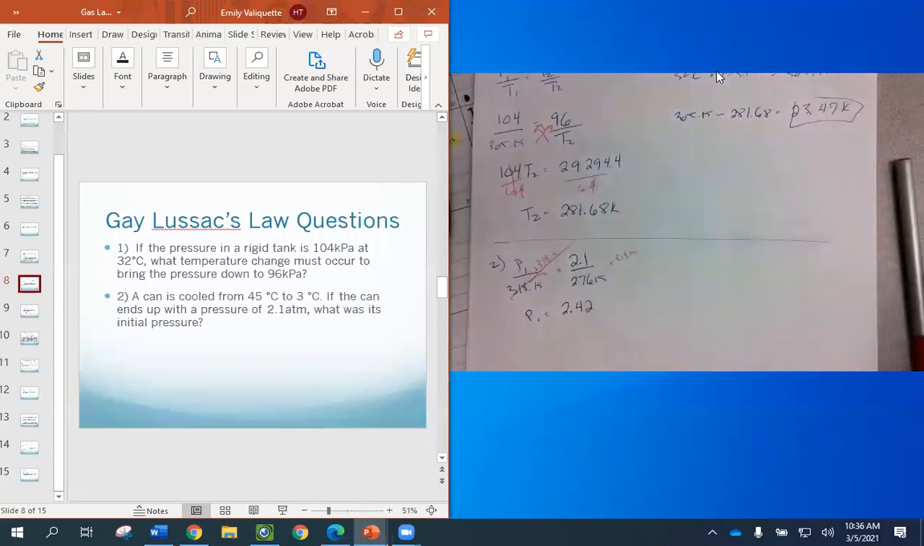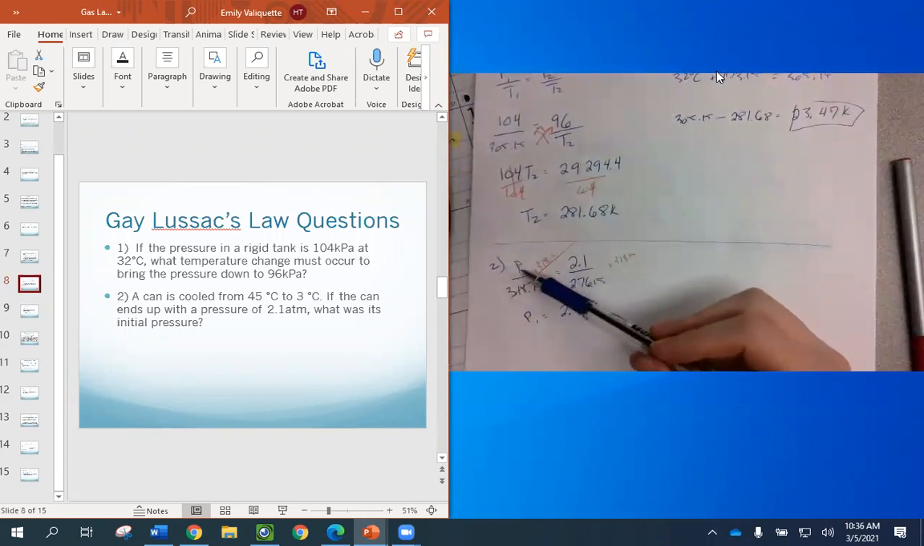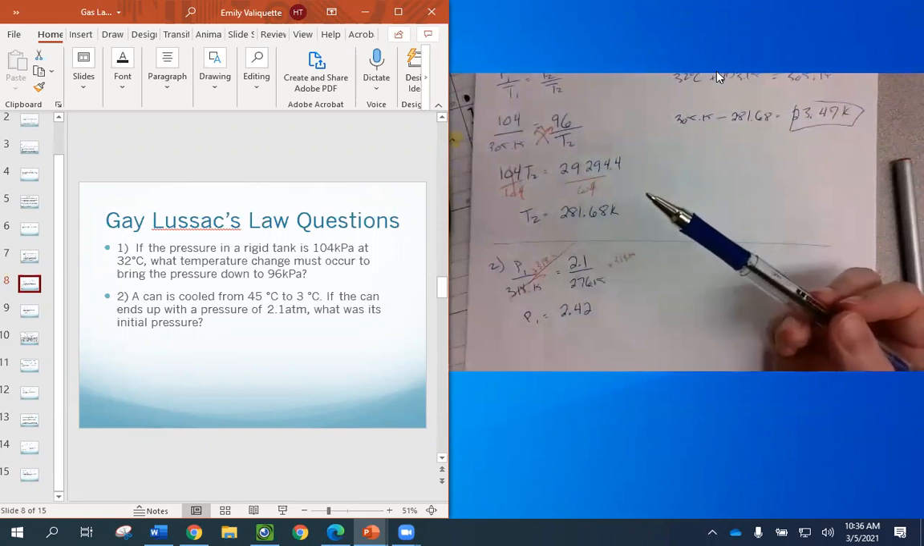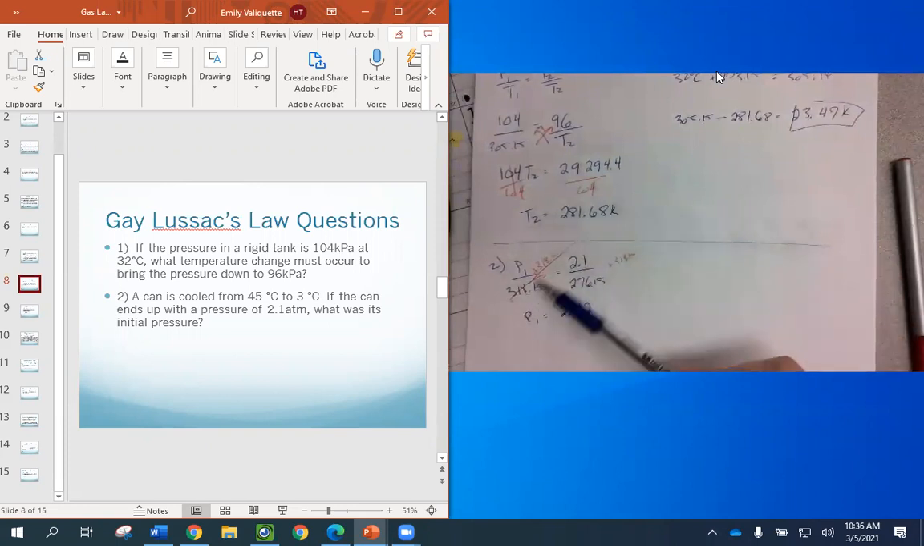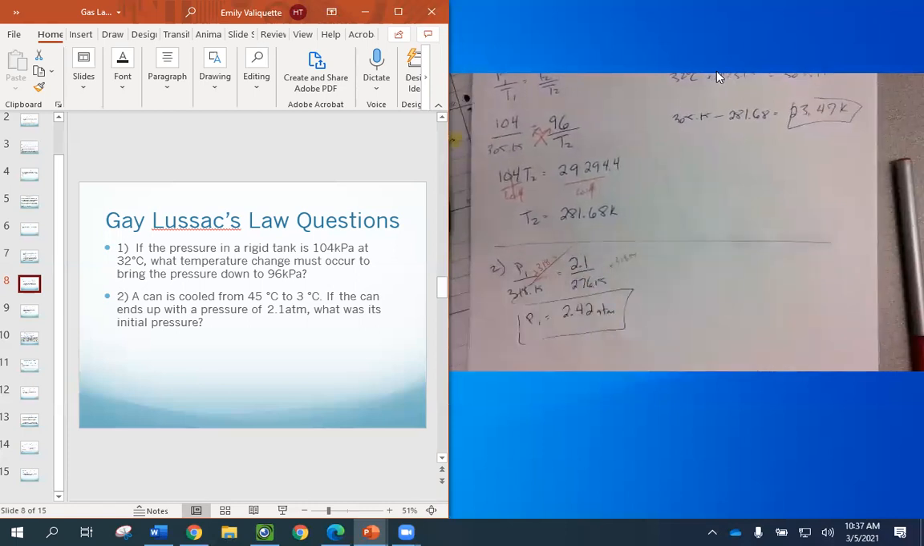Okay, so for the second question, I'm looking for my initial pressure. I plug in my final pressure of 2.1 atmospheres. I also plug in my initial and my final temperature, both in Kelvin. In this case, I solved algebraically since the variable that I'm looking for is on the top. I just find it easier. Again, you could cross multiply and divide here and still get the same answer. But I just multiplied both sides by 318.15, and I get 2.42 atmospheres as my final answer.